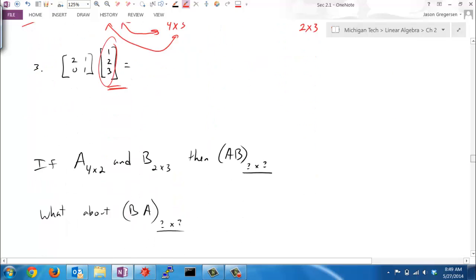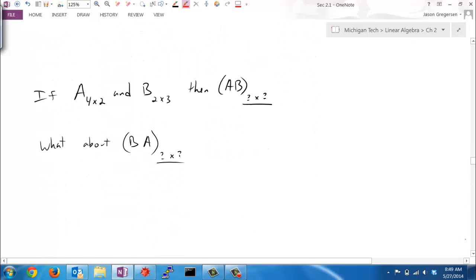Okay, so let's generalize it here. All right, if I have a 4 by 2 and a 2 by 3, I do the product. What am I going to get for the dimensions of my final product here? 4 by 3. What about if I take B times A? What should those dimensions be? I can't do that multiplication, right? Because this would be a 2 by 3, and this is a 4 by 2. Now those inside values don't match. So in that case, I can't do that multiplication.